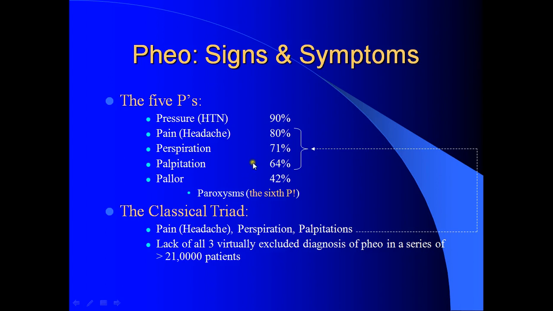The classical triad is these 3: pain, perspiration, and palpitation. So the patient will say, बैठे बैठे सर में दर्द शुरू हो जाती है और पसीने आते हैं और दिल की धड़कन तेज हो जाती है. So आप उससे फिर पूछेंगे कि कभी आपने ब्लड प्रेशर चेक कराया है, and maybe he or she got the blood pressure checked and will say yes, उसको blood pressure बढ़ा हुआ था. So this is the classical triad these patients had, and lack of all 3 virtually excludes the diagnosis of pheo in a series of more than 21,000 patients. So it was completely ruled out in these patients.